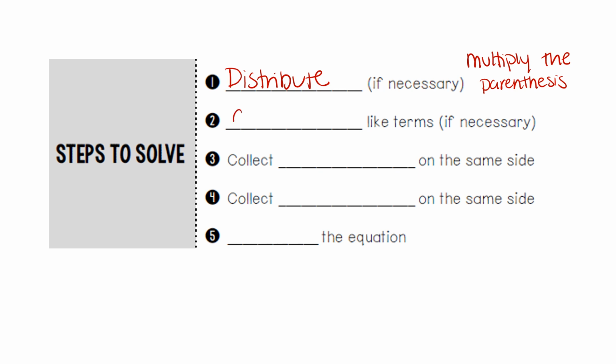Step number 2 is to combine like terms. Again, only if necessary. If there's no like terms, then don't combine them together. You can skip that step.